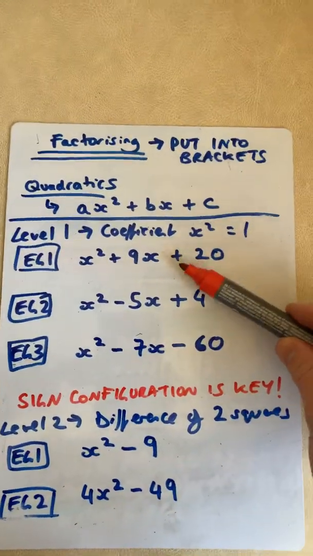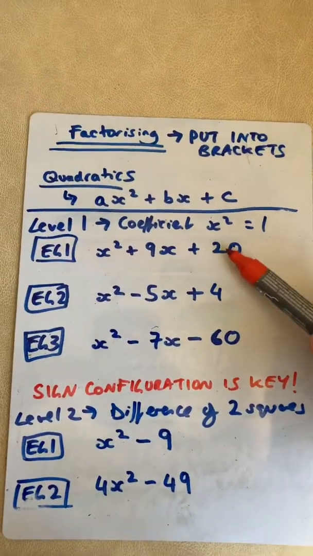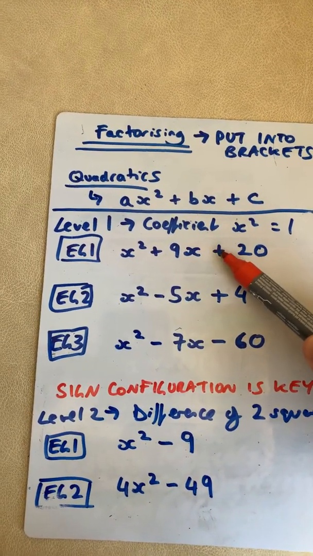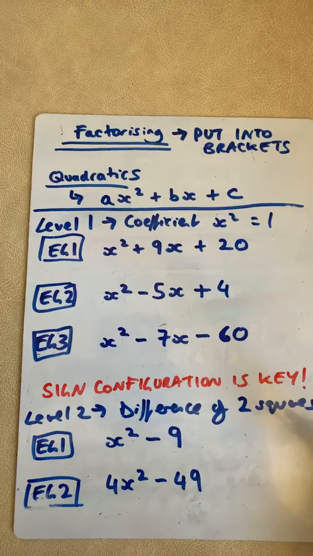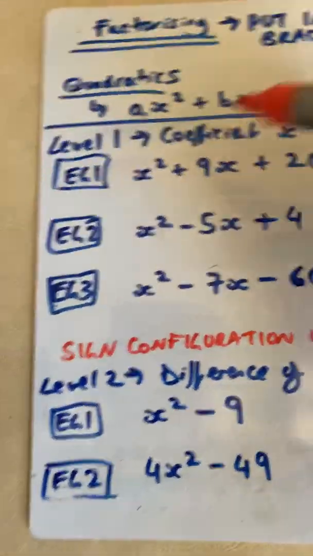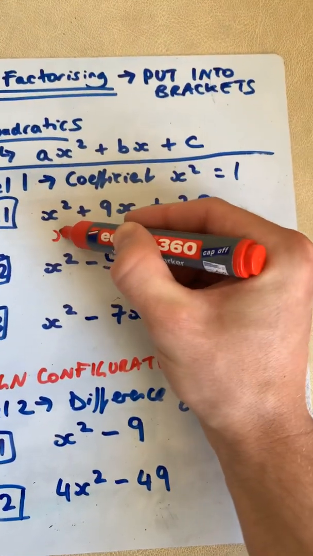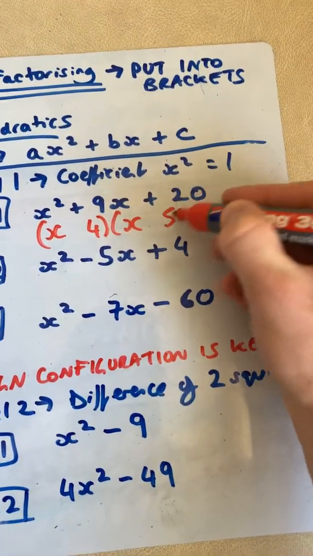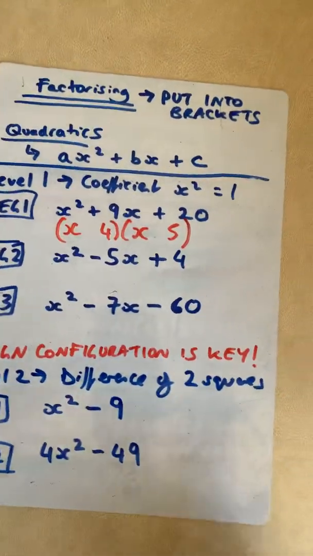Now, if it is a plus, what I'm saying to myself here is I am looking for factors of 20, and here's the key bit, which add up to give 9. Okay, so factors of 20 which add up to give 9. Clearly I'm thinking about 4 and 5. So in terms of my answer, I already know that my brackets are going to look like this. Now I'll come back to the other stuff in a minute.